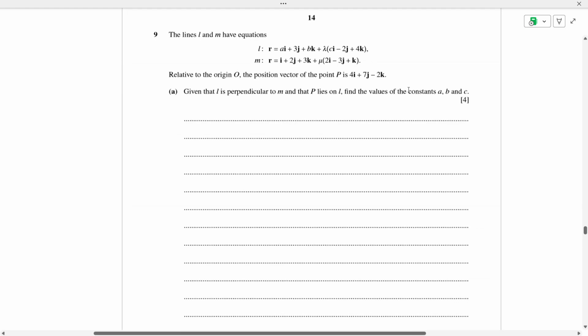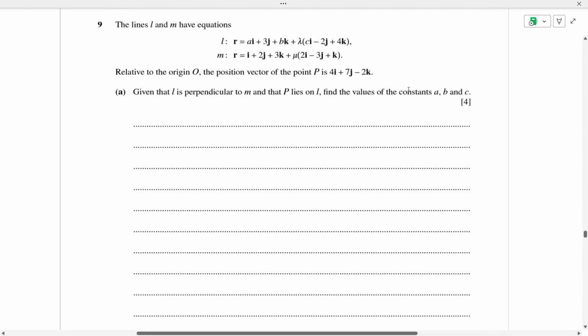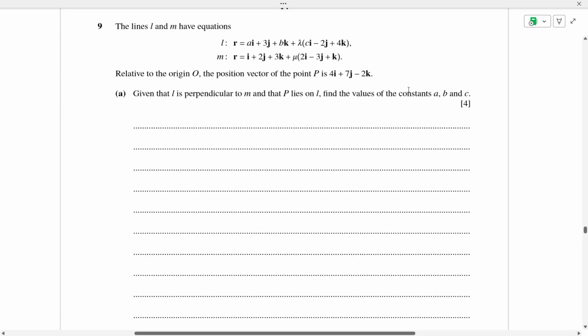It says the lines L and M have the equations. There are two equations relative to the origin, and the position vector of the point P is given. Given that L is perpendicular to M and that P lies on L, find the values of the constants A, B, C. All right. So I'm going to draw a sketch for the scenario that we have. It's not accurate. So I'm just going to assume that this is M. And then I'll assume that that's L.